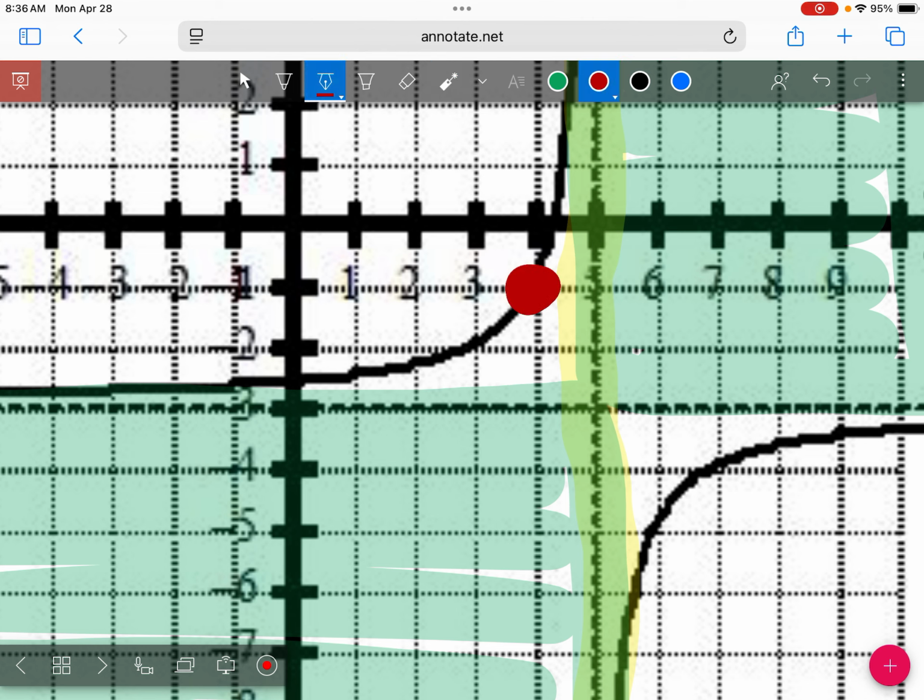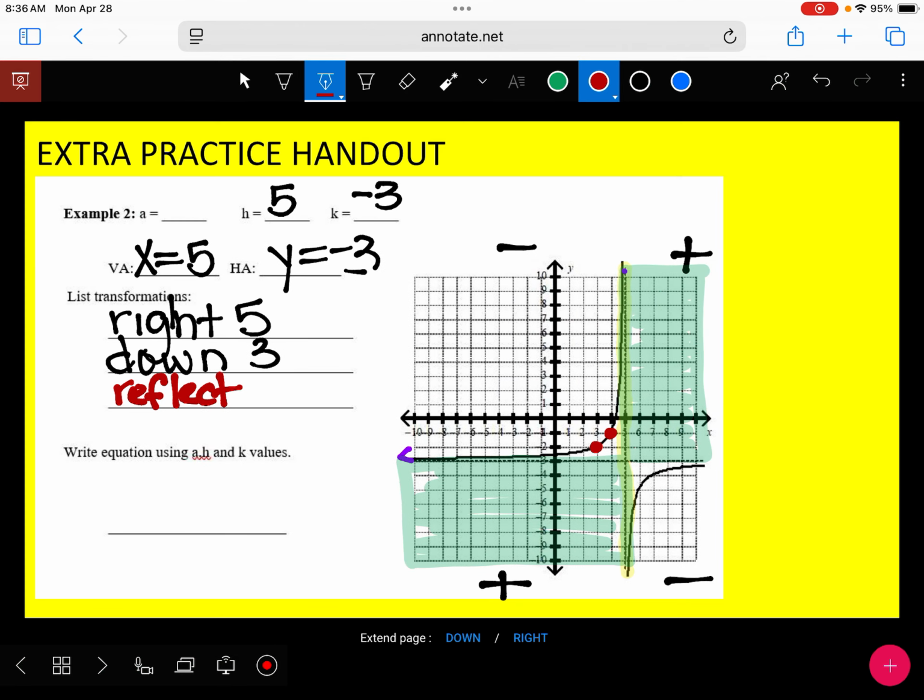Okay. And then go back to the middle. It hopped to the left 2 and up 1. So what that tells me is that A is -2. A is -2. So this one reflected and stretched.